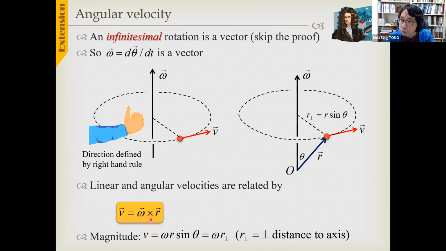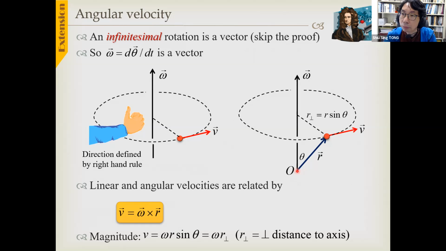Now we want to prove this relation. The linear velocity and the angular velocity are of course related. In your high school study, v is equal to omega r perp, right? But now I want to prove a general relation: v is equal to omega cross r. There's a cross product here. Now, why is there a cross product?